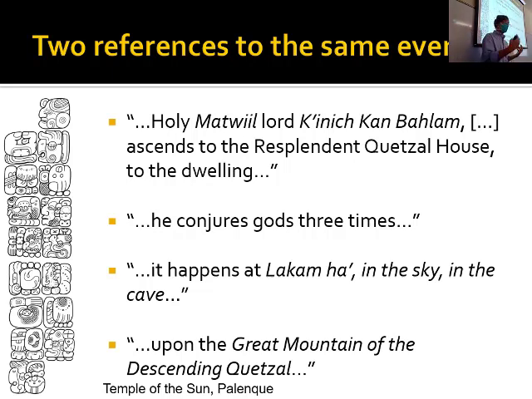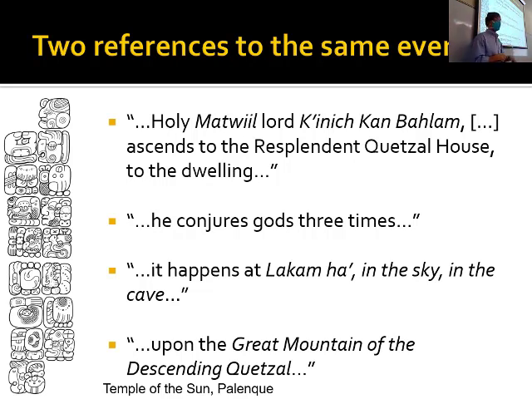To his dwelling, the priest. And he calls himself the Bakel sorcerer in this case, one of their titles. Apparently they had some special knowledge related to sorcery. He conjures gods 3 times, and that is the same in the first sentence too.